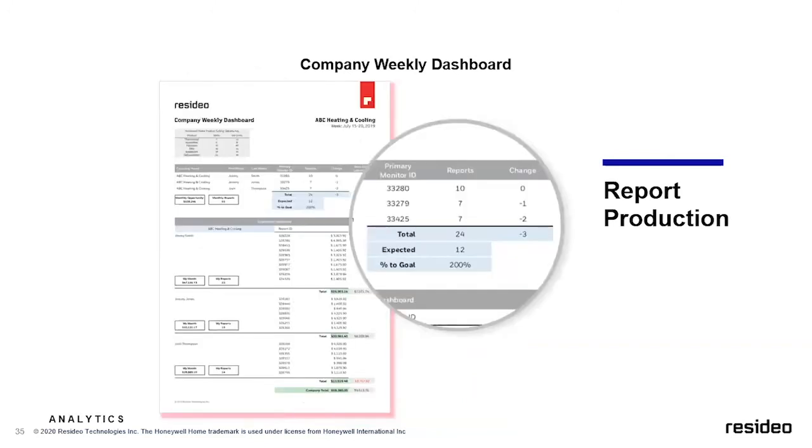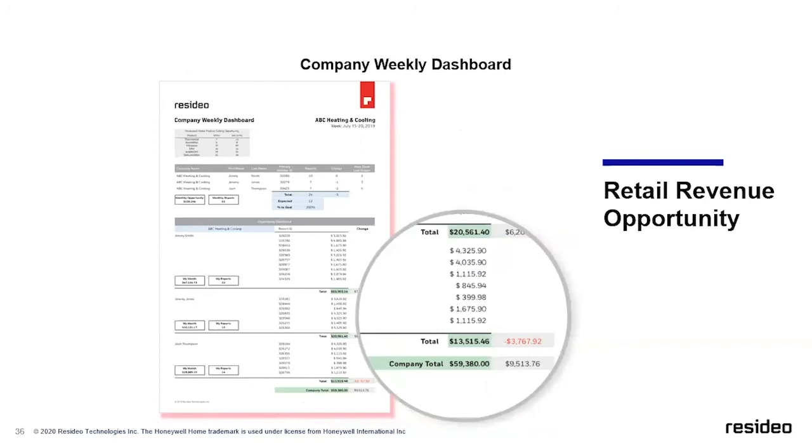Then it shows you how many reports were actually run by ID. So you can make sure that the technicians assigned to these monitors are actually running the reports and generating potential income opportunities. And then it also gives you a retail revenue opportunity, showing that if you were able to close all these deals, you'd make an additional X amount of dollars in retail revenue. So it shows you a dollar amount as to how much more money you can create by running these reports.